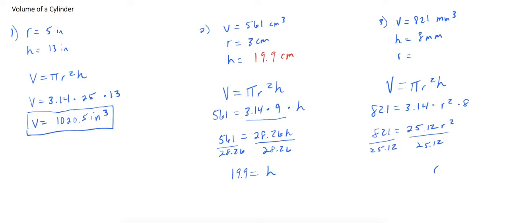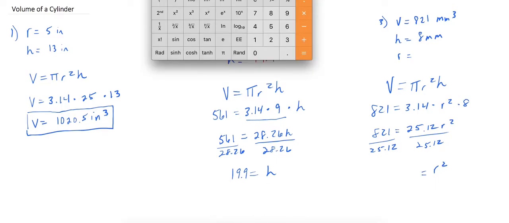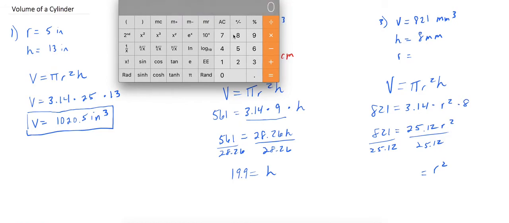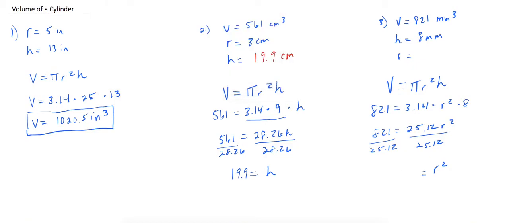Again, my goal is to get the r by itself, so we'll divide both sides by 25.12. And I wind up with r squared is equal to 821 divided by 25.12, and that gives us, we'll say, 32.7. But now that's not the answer, because remember, I'm looking for the radius. I want to know what the radius is, not the radius squared. So to make this a radius, I'm going to find the square root of it.